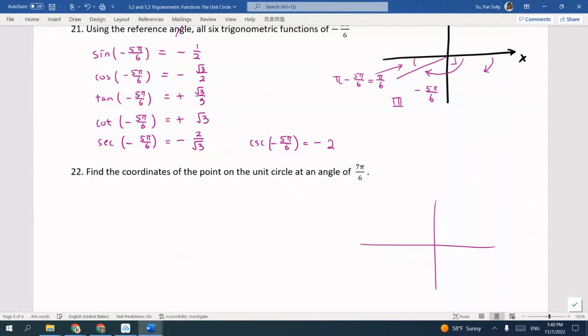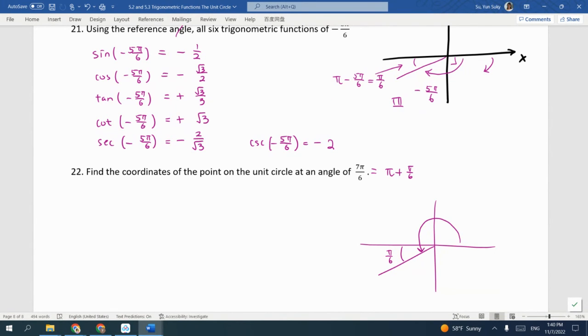Okay, how about at the angle of 7 pi over 6? Oh, 7 pi over 6, which means we go counterclockwise. But do you see what happened? 7 pi over 6 is the same as pi plus pi over 6. Yes? So, do you see? This 7 pi over 6 is pi plus. This reference angle is also pi over 6.